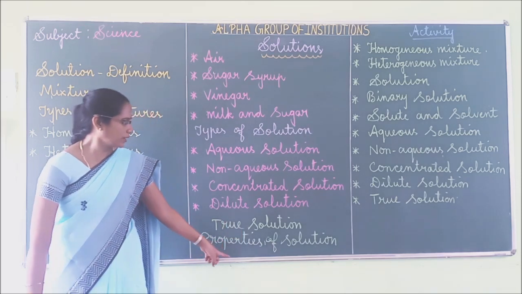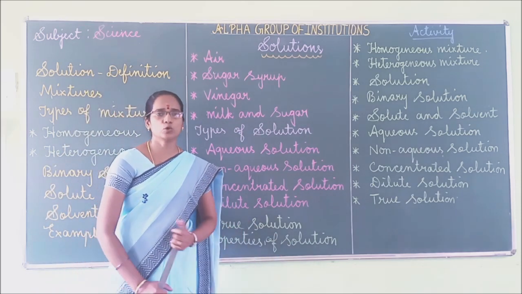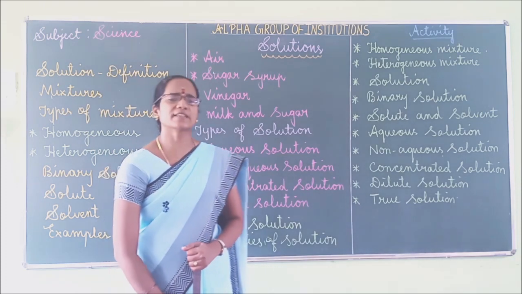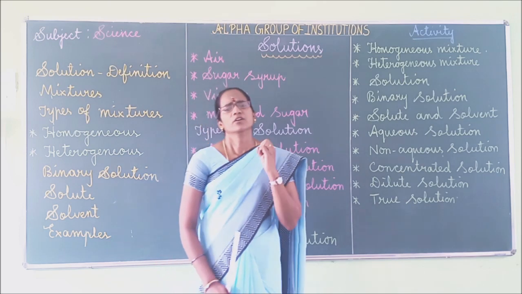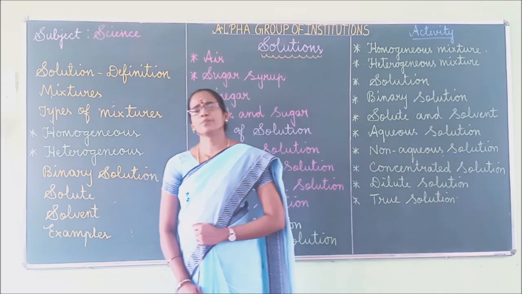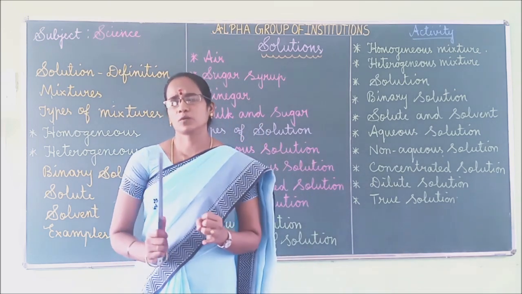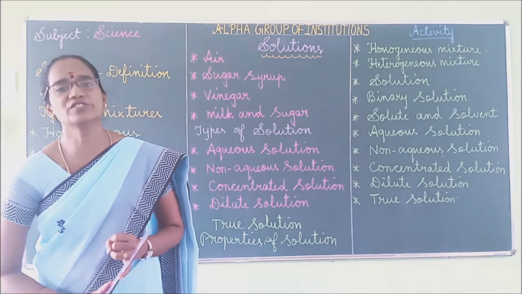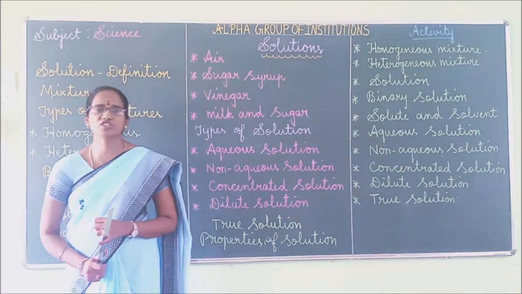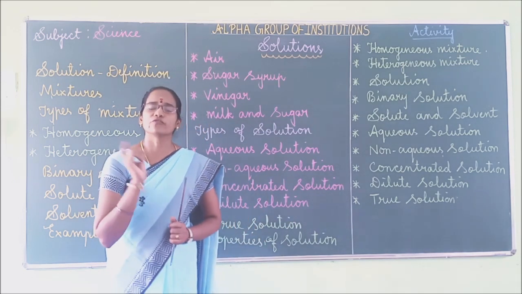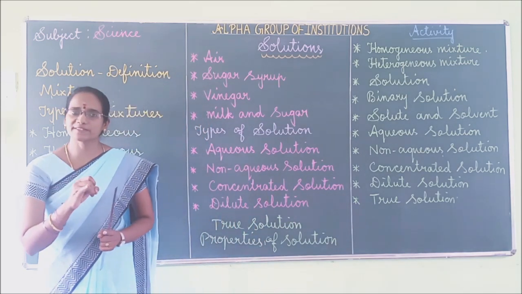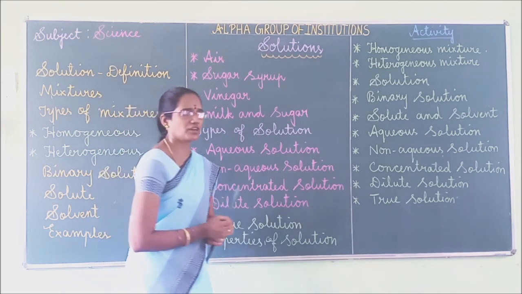The last one, properties of solution. Okay, solutions have some different characteristic properties. Some of the properties are: first one, solution is a homogeneous mixture. Okay, homogeneous mixture means what? Mixed uniformly. Got it? So first one, a solution is a homogeneous mixture.